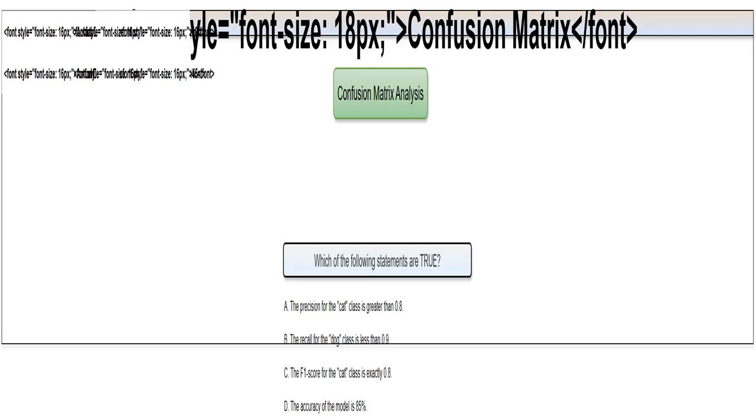This is a table summarizing the model's predictions. It shows the counts of true positives, correct predictions, false positives, incorrect predictions of a positive class, and false negatives, incorrect predictions of a negative class, for both cat and dog classes. It's a key tool for evaluating classifier performance.